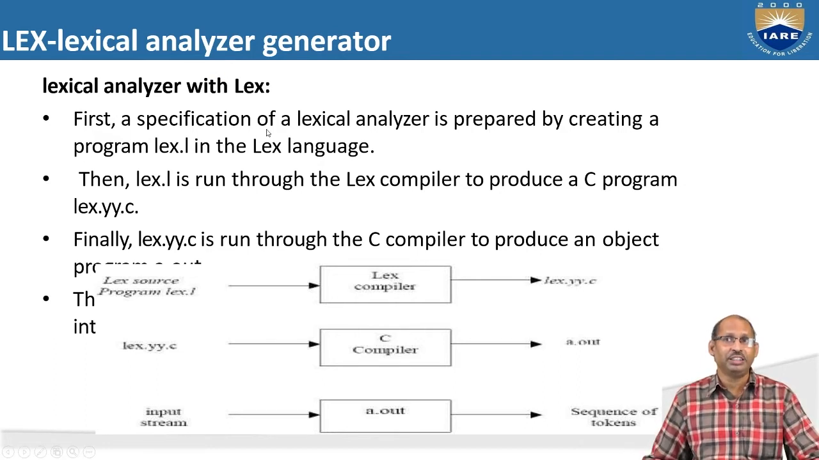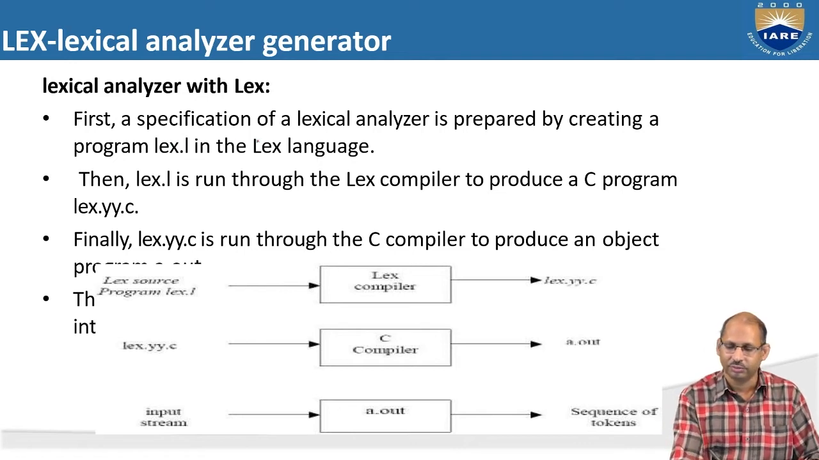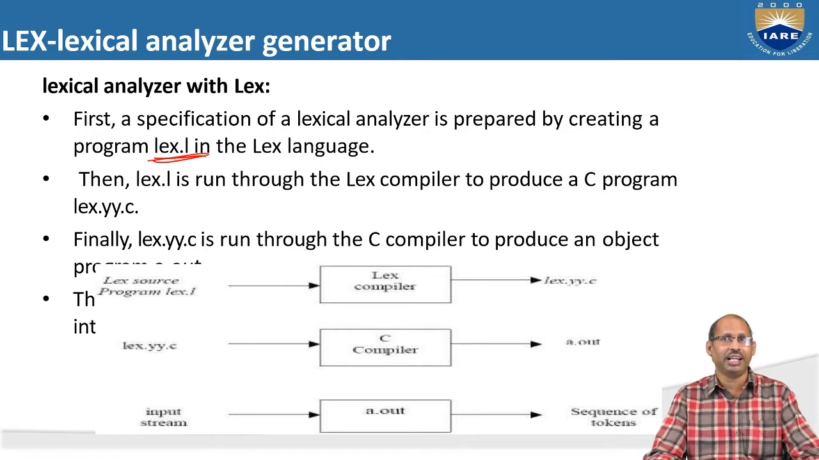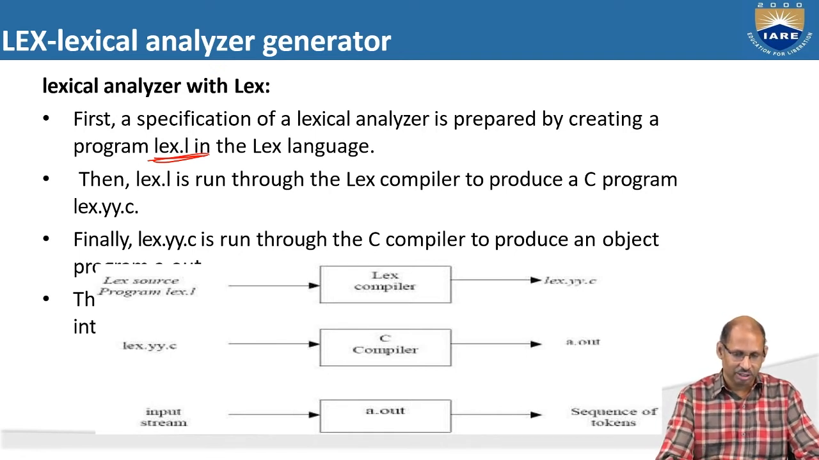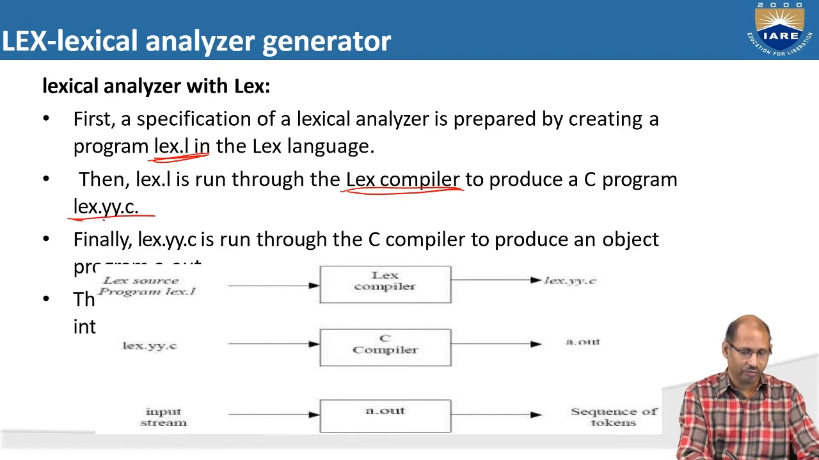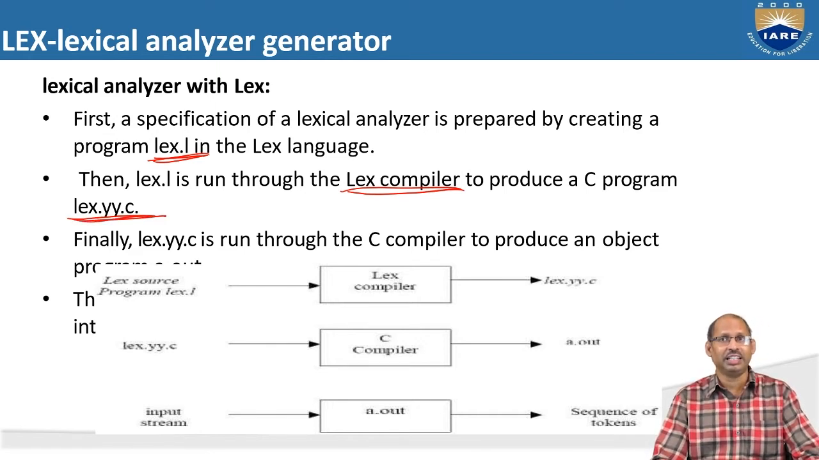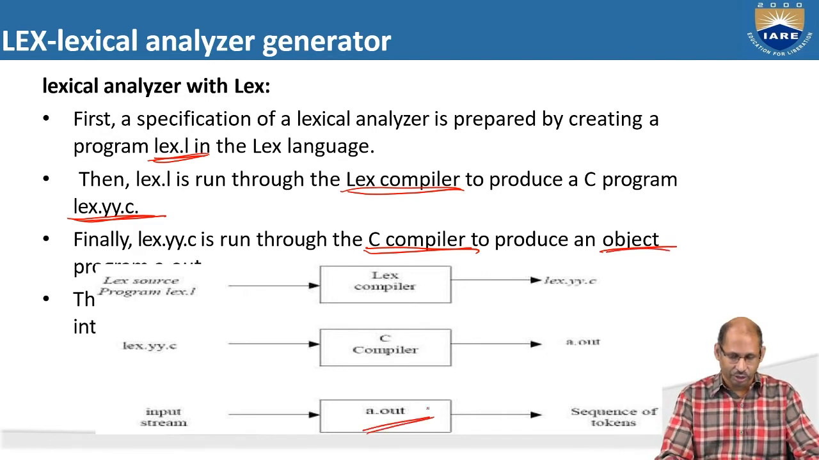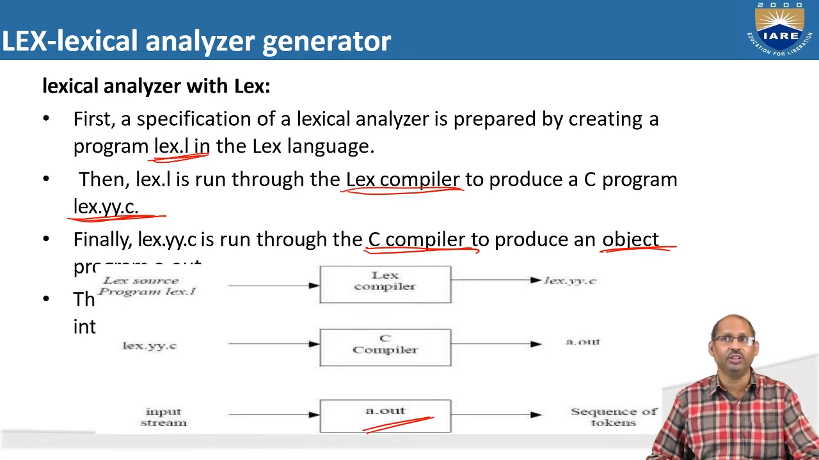Here, a specification of the lexical analyzer is prepared by creating the program lex.l. Lex.l is the first program we will write. We compile it using the lex compiler, which generates a C program, lex.yy.c. Then this resultant program is compiled with the C compiler, which produces our C object program, a.out, the lexical analyzer, which takes the input sequence and gives a sequence of tokens, right?